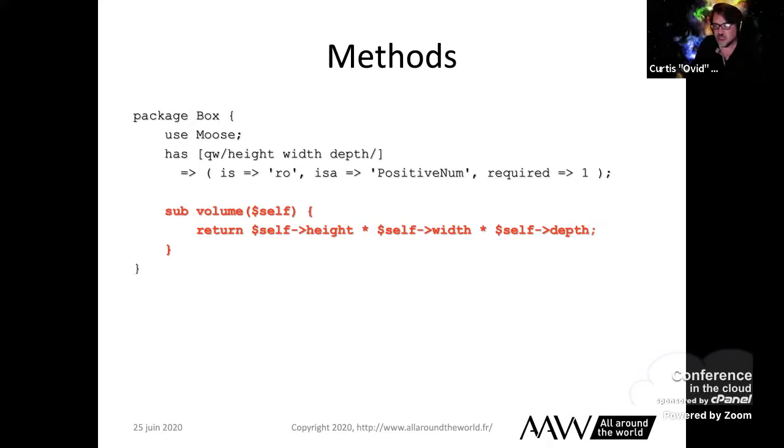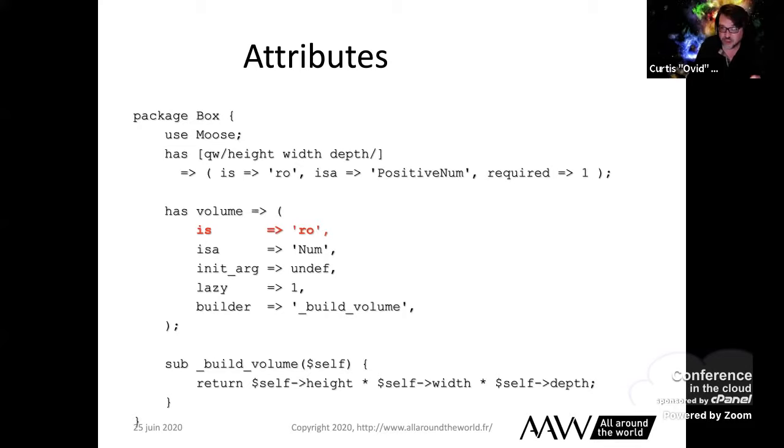How do you do that in Moose? I've got a volume attribute. I've declared it as read-only. I don't really need to assign a type to this because I'm just returning it, and I know internally it's fine. And init arg is undef because I don't want someone to be able to pass volume into the constructor. It's lazy because I need it to be calculated after I know my height, width, and depth have been defined. And then I have a builder called build volume, which is return self times height times width times depth.